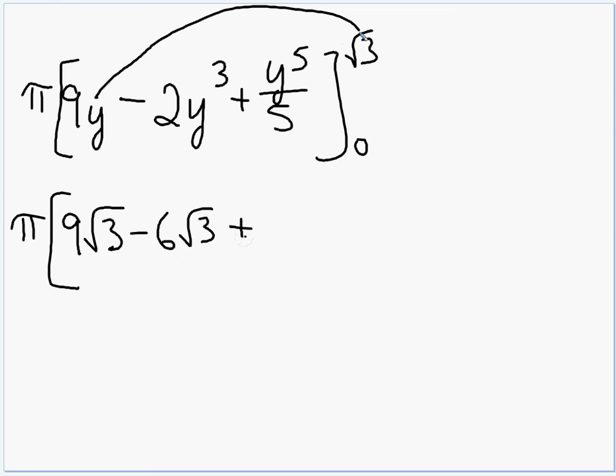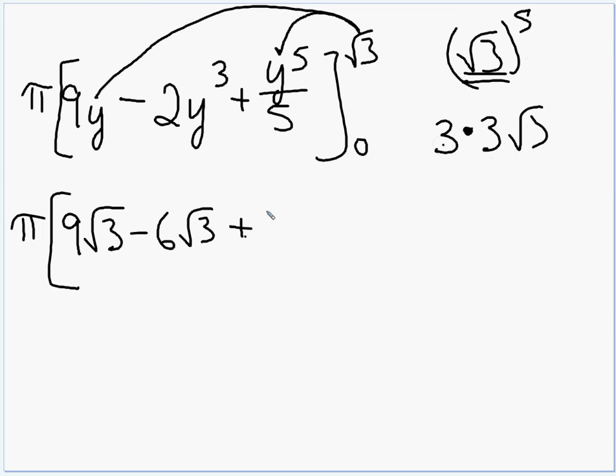Plus, and we sort of saw this in an earlier part, a root of 3 to the 5th power. Well, we're going to have a couple of squares. One of the squares will be a 3. Another square is going to be a 3. And then we'll have a leftover root of 3. So that becomes a 9 root of 3 over 5. And when we do the 0, all zeros would 0 those out.